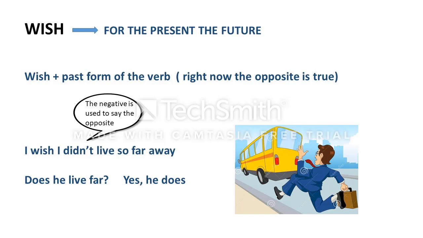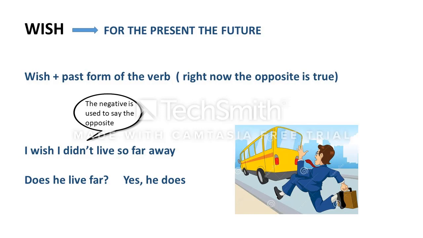So you have wish, and every time I use wish I have to use the past form of the verb. So you have the example there. I wish I didn't live so far away. So the thing is that right now the opposite is true. That means that you do not live near, you live far away. I wish I didn't live so far away. Maybe from your work. So it's the opposite. You do live far away from your work.